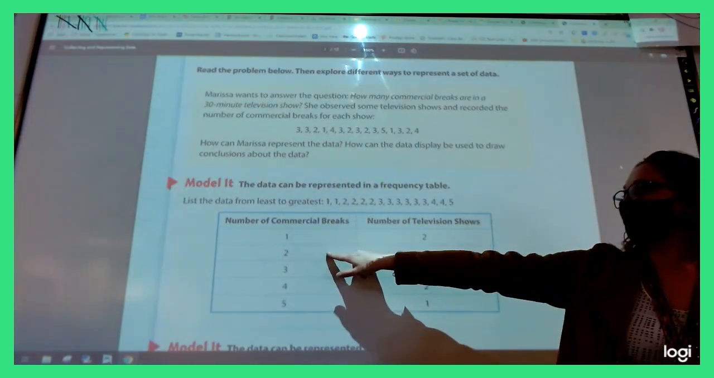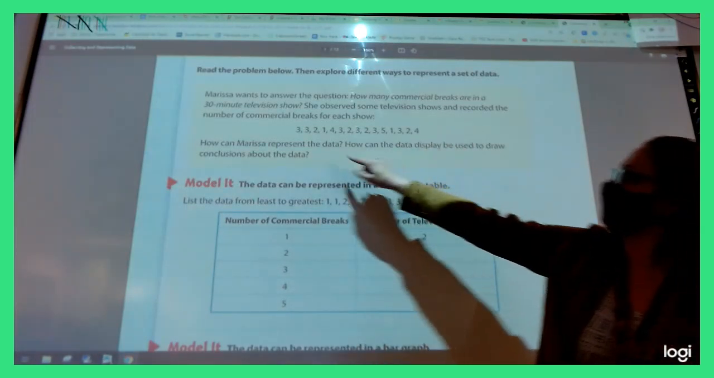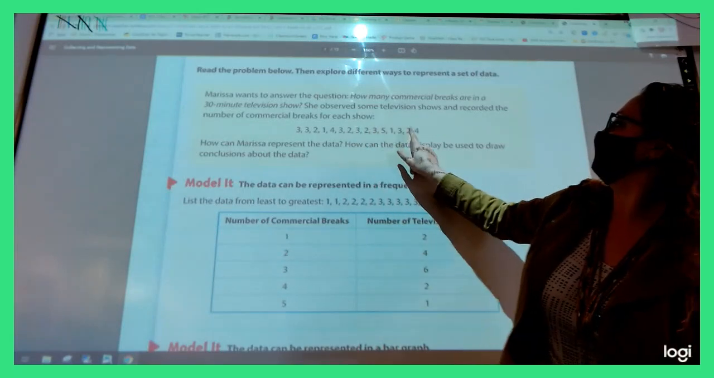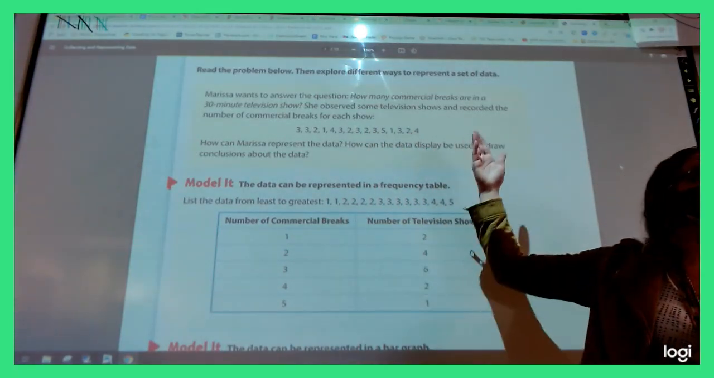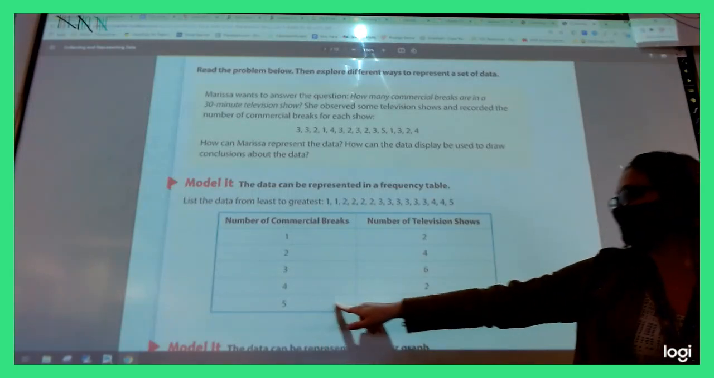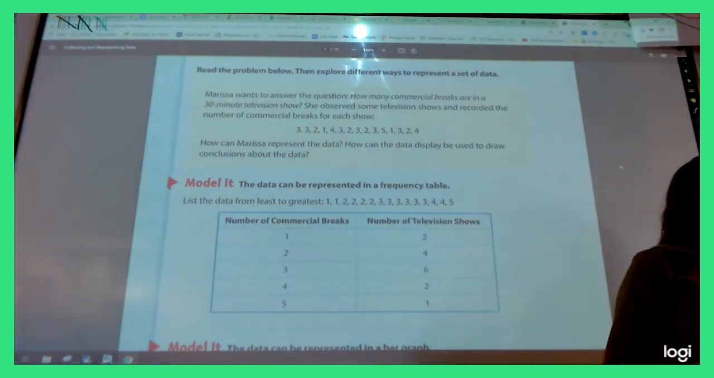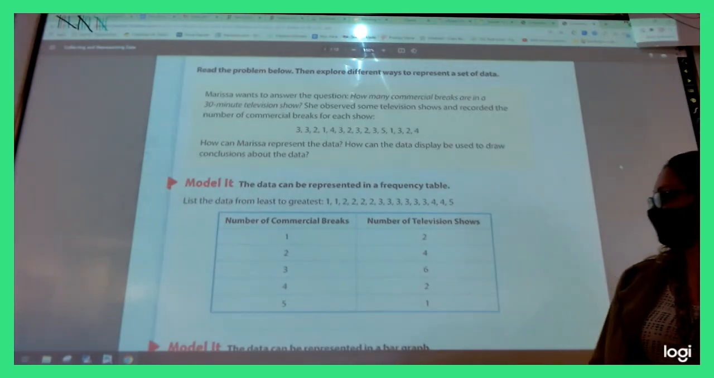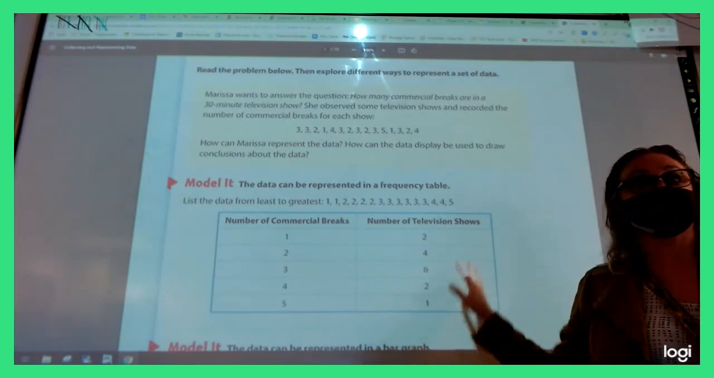Then she said, well, how many shows have 2 commercial breaks? Well, we can go up here and count. 1, 2, 3, 4. 4 shows had 2 commercial breaks. And so on. I didn't even notice that 5. 1 show had 5 commercial breaks. I don't know if I'd want to watch that show. Okay. So any questions on how this table shows us her data?